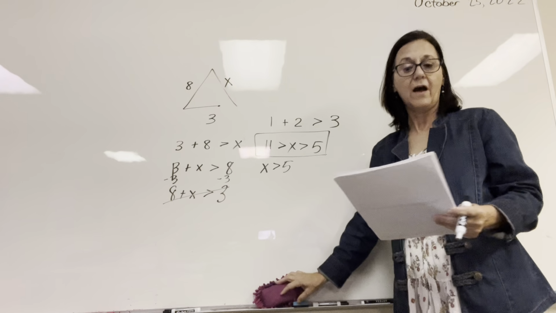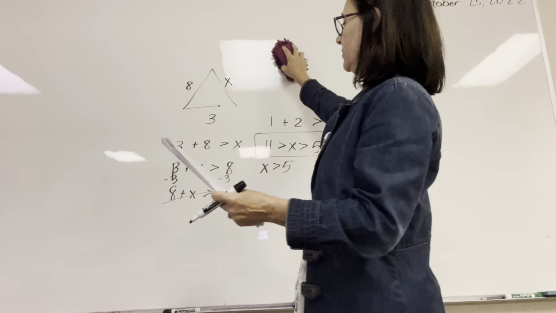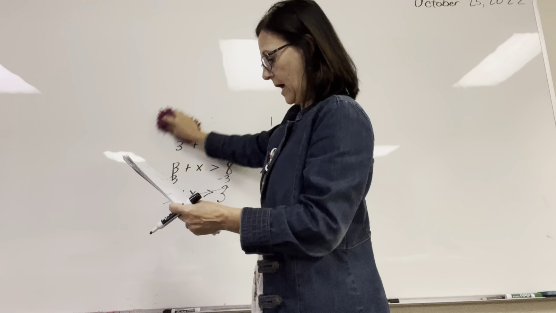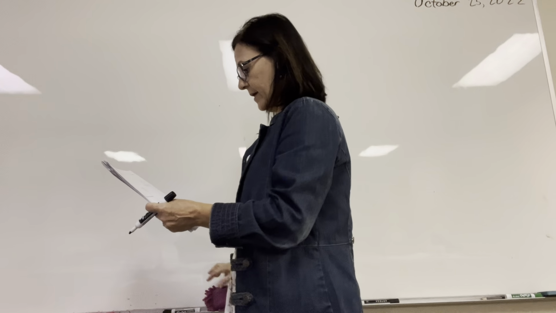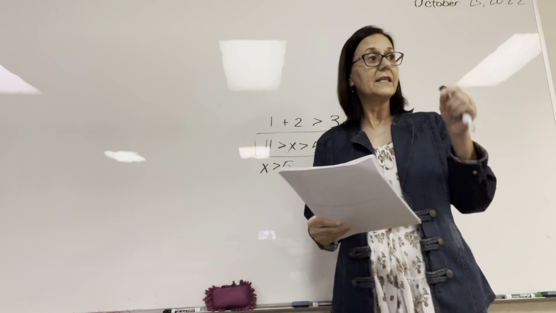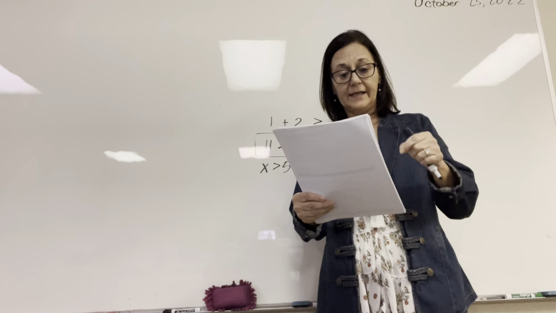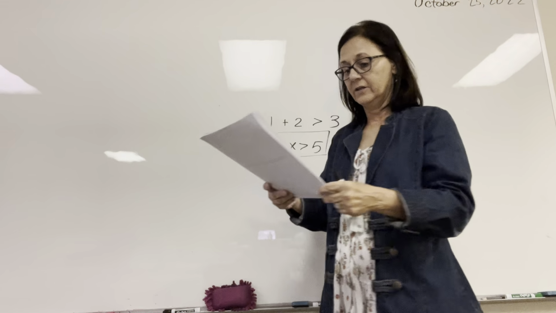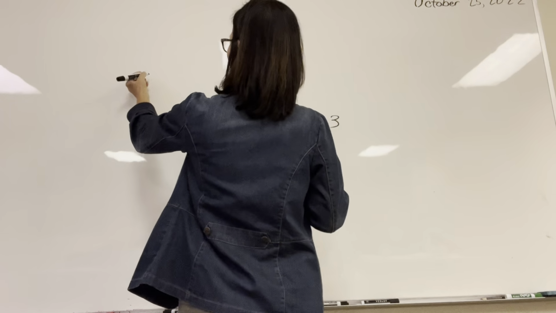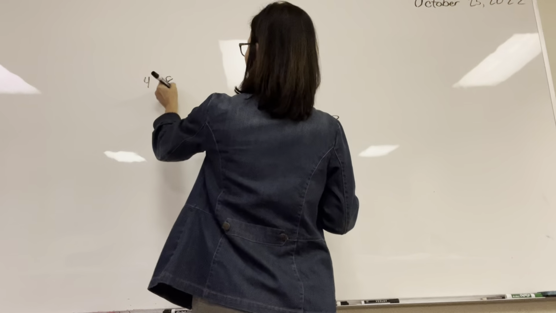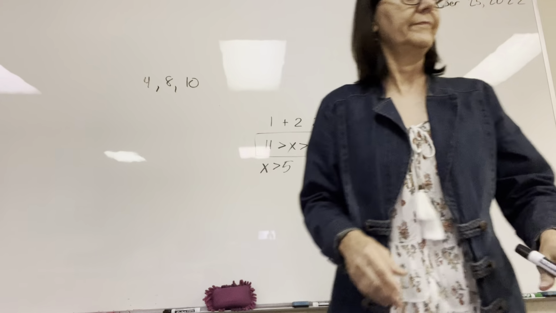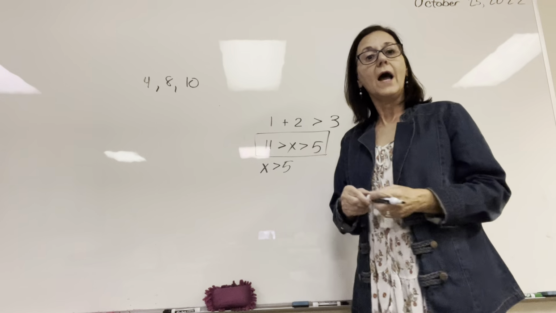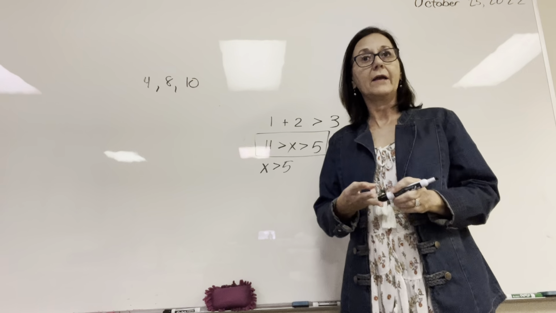Okay, what if I gave you 3 sides and said, is this possible? Do the lengths of these sides make a triangle? What about if I just tell you it's 4, 8, and 10? Those are the lengths of 3 sides. Then what 3 inequalities am I going to write?